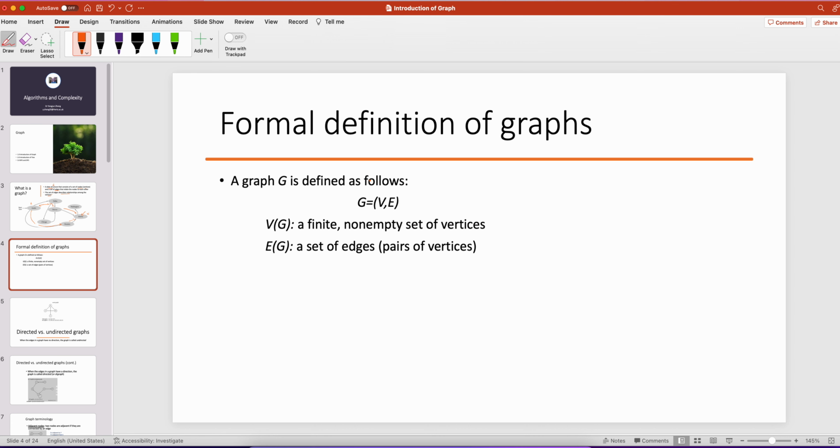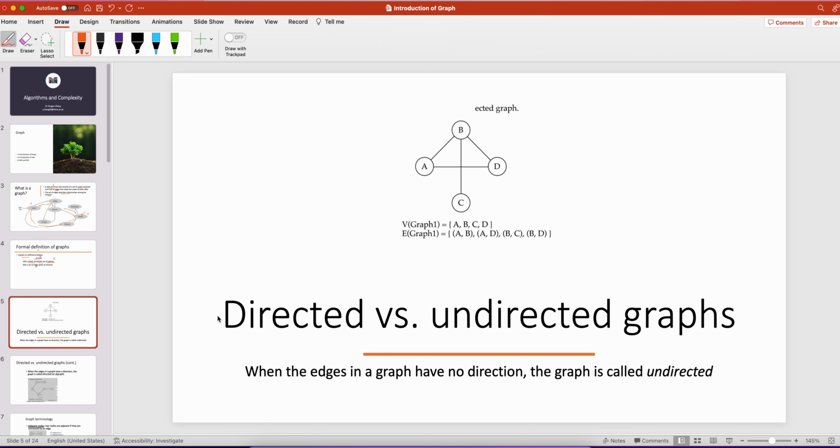So we talk about the definition of the graph. The graph is designed as the vertices and the edges. The vertex set is a finite non-empty set of vertices. This is the definition, and the edge set is a set of edges. And this is one example.